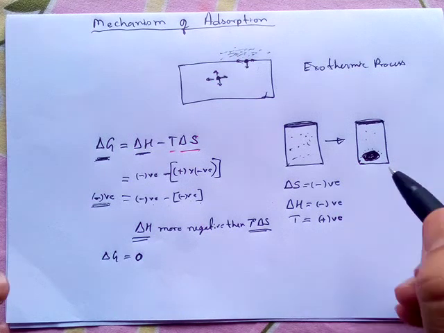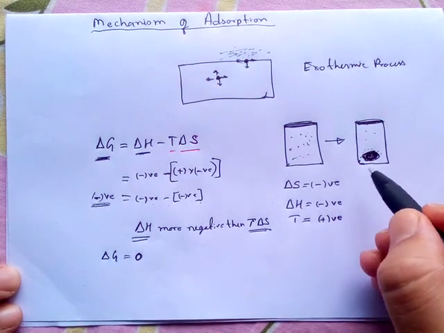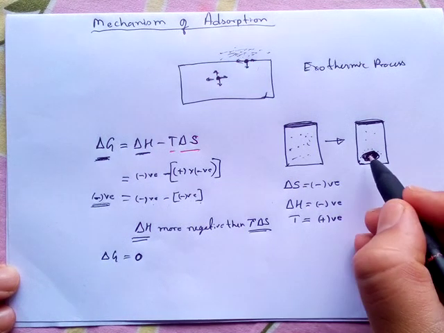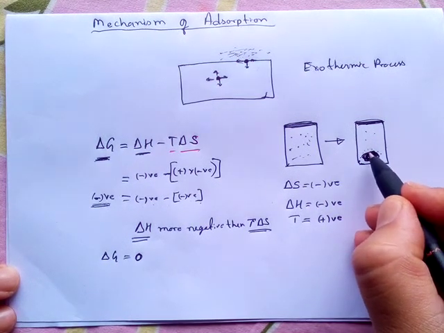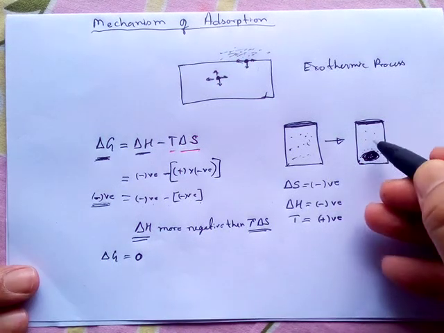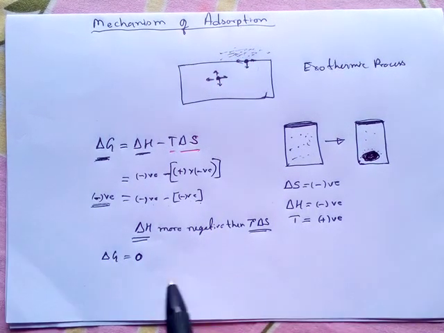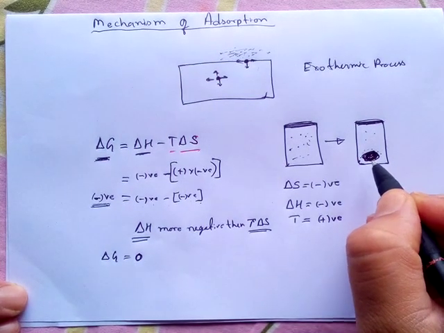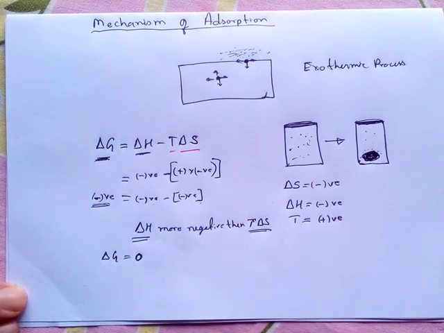So we can say at this stage equilibrium is attained. Equilibrium means neither adsorption takes place nor desorption takes place. Now opposite of adsorption is desorption. At desorption, what will happen? The particles will leave the surface and go to the surrounding. So at delta G equals 0, neither adsorption takes place nor desorption takes place.